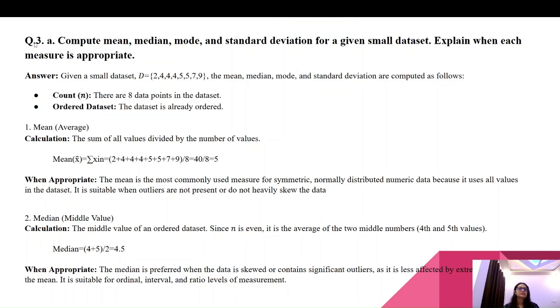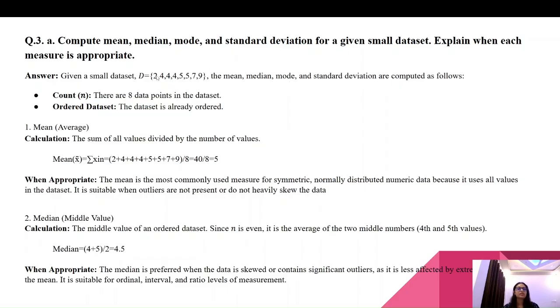In this video, we will discuss question 3a: compute mean, median, mode, and standard deviation of a given small dataset. Explain when each measure is appropriate. Answer: a given small dataset D equals 2, 4, 4, 5, 5, 7, 9. The mean, median, mode, and the standard deviation are computed.